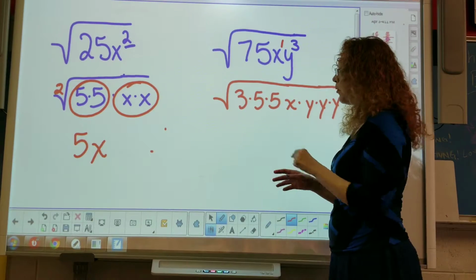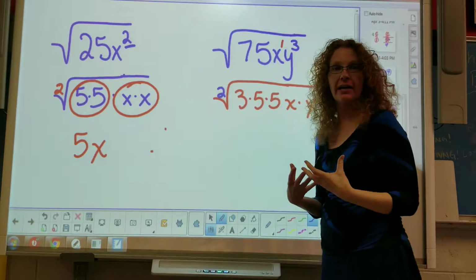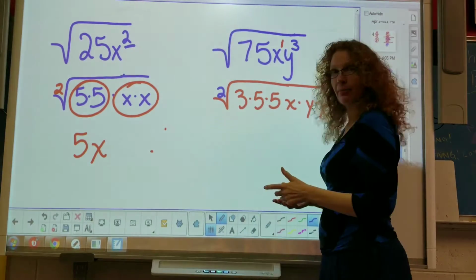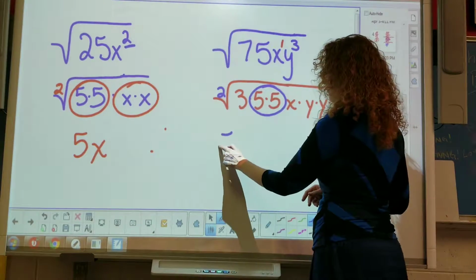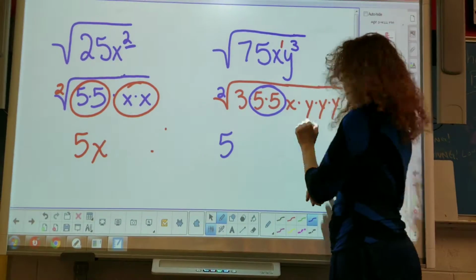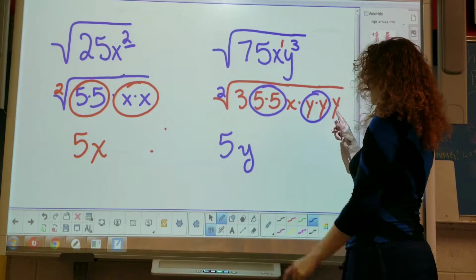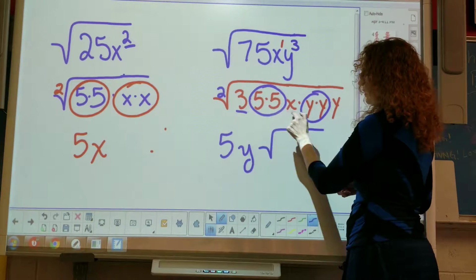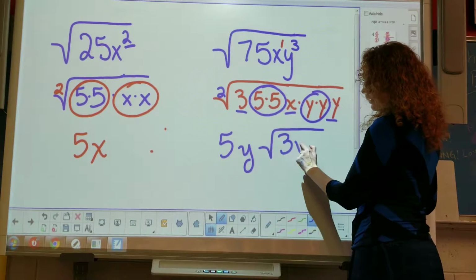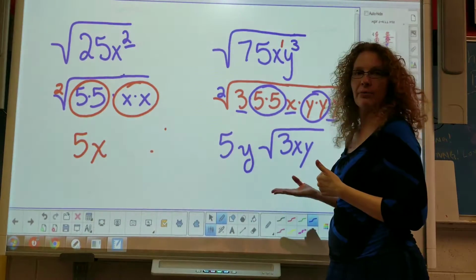So at this point, once again, I'm looking for pairs is what I need. So the 3 doesn't have a pair. The 5s, they get to go out of the house on a date. The x doesn't have a pair, but the 2 y's together can. Now notice this y, he's stuck. So remember, anybody who doesn't get to go on a date, doesn't get to leave the house, they stay inside. And so that right there is how we can break that down.